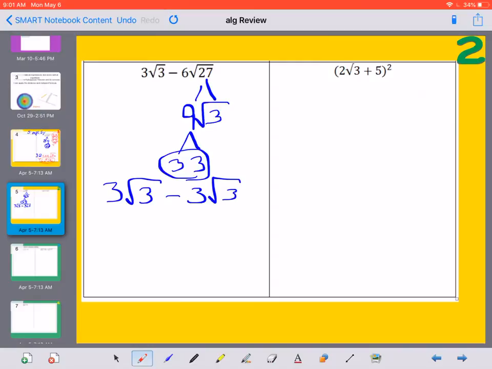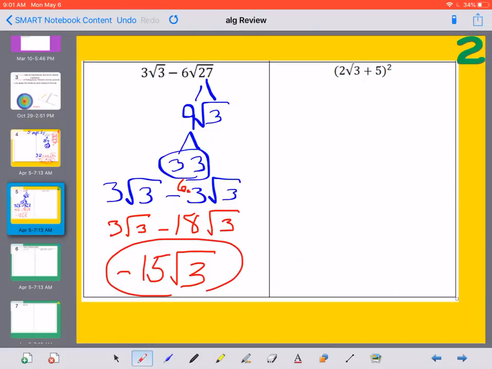Now we can't forget the 6 that we have, so I'm going to multiply that by 6. So I have 3 times the square root of 3 minus 6 times 3, which is 18, times the square root of 3. Now because I have 2 square roots of 3, that's basically saying that we have like terms. So we can combine everything else. So I have 3 minus 18. That's going to give me a negative 15. And then our like term is that square root of 3. That's just like saying we have an x at the back. So the simplified version is negative 15 times the square root of 3.